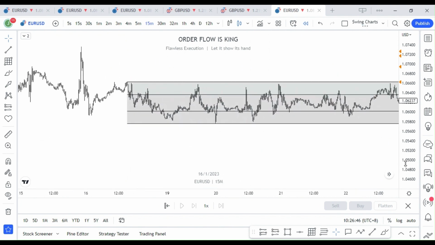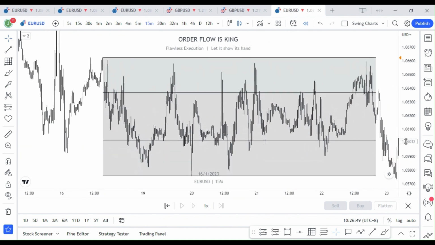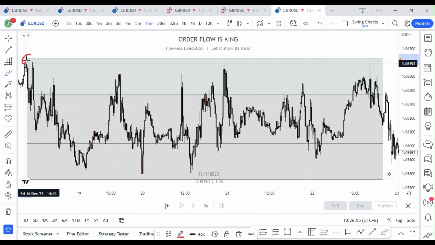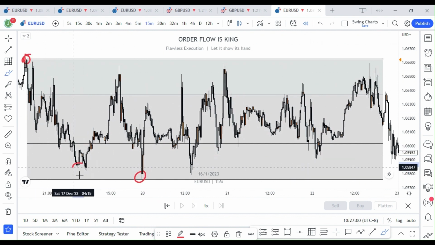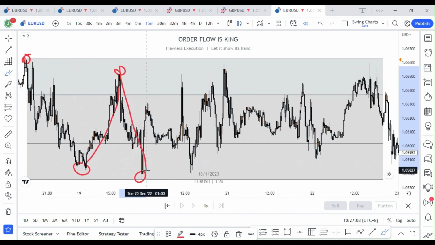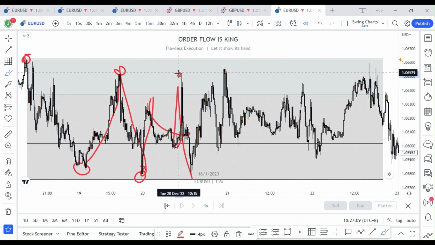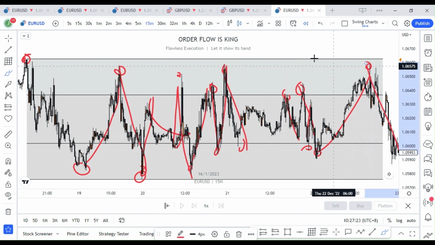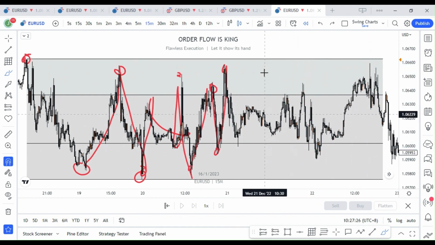Look at this. Look at how big this range is. You've defined your high, the highest point of the range, and you've defined your low, the lowest point of the range. You buy down here, target up here. You sell here, come down, you buy. You touch down again, you buy, you sell up here, buy here, sell here, buy here, sell here, buy here. You take profit. You sell again, you buy, and then you sell again.